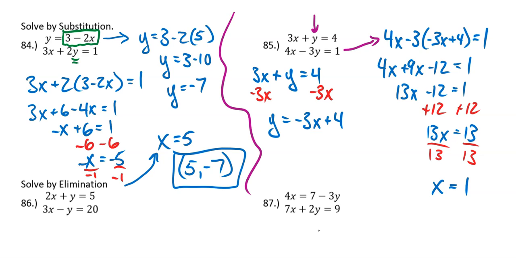I'm still not done. I have to plug this back in and get my y value, and I just plug it in right here. This is the easiest one to plug it into. So I plug the 1 in for x, and now that's -3 plus 4, which is a positive 1. So it looks like the ordered pair 1, 1.